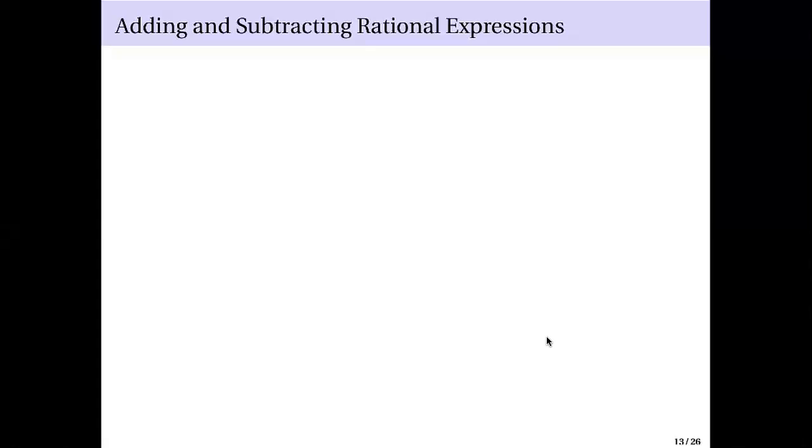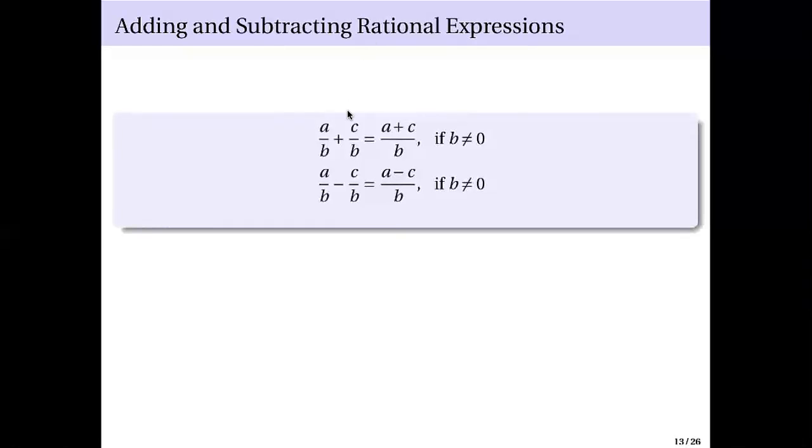So I mentioned we started with multiplication and division because they are much easier to operate with. Okay? Compared to these next concepts or next topics. So addition and subtraction of rational expressions. Okay? So let us recall again the ways of adding and subtracting rational expressions in the sense of real numbers.